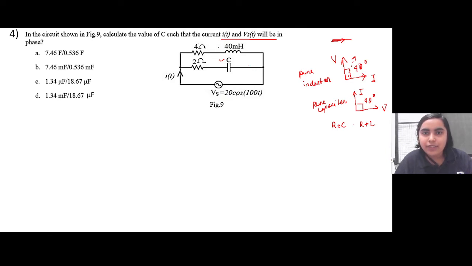And whenever all three elements are present, it will depend on the magnitude of the capacitance and the inductance to determine where the phasor lies. Suppose this is I, it will be either here or here depending on which magnitude is more, if XC or XL is greater or less. Now, in case of only a purely resistive circuit, the current and the voltage phasor are in phase with each other. But in an RLC circuit also, under certain conditions, the current and the voltage will be in phase. Could you tell me what that could be?